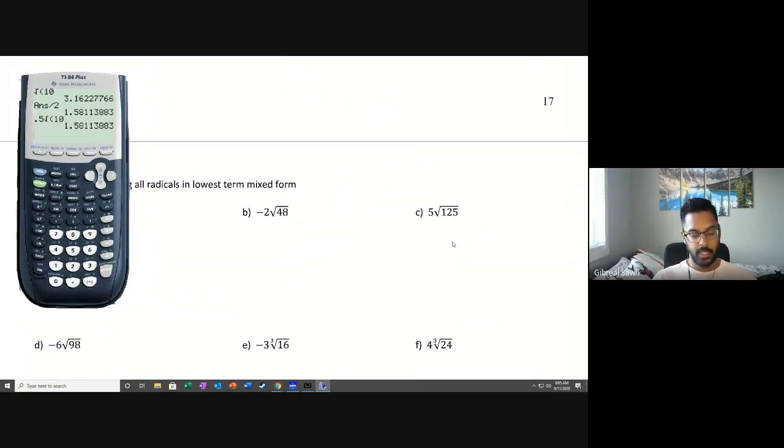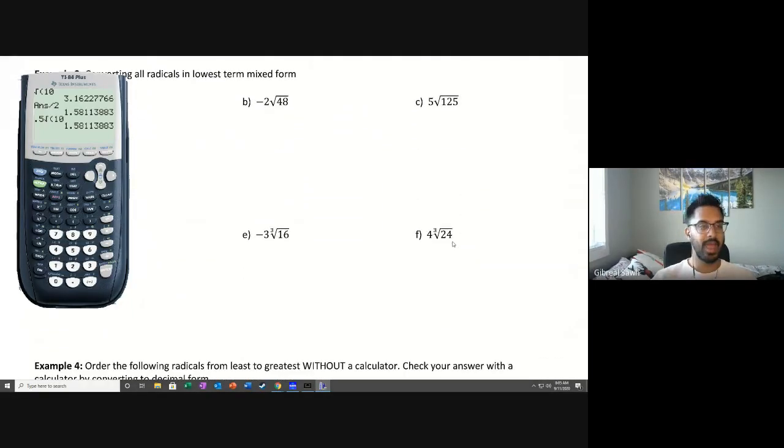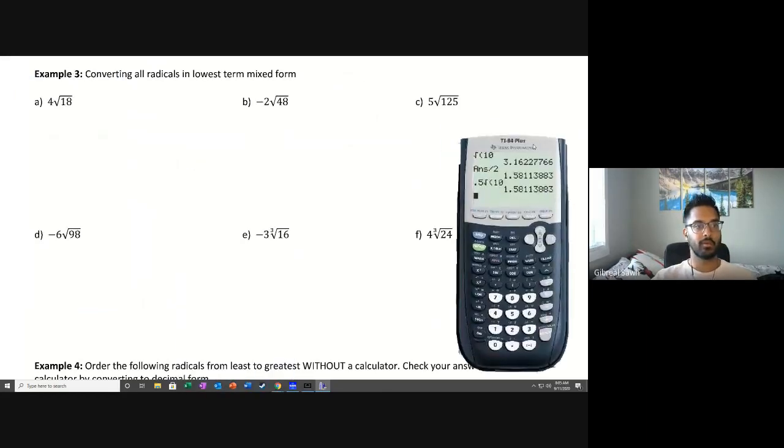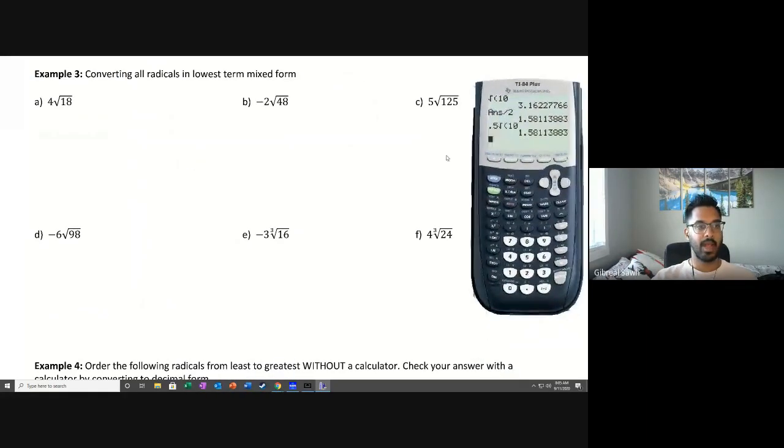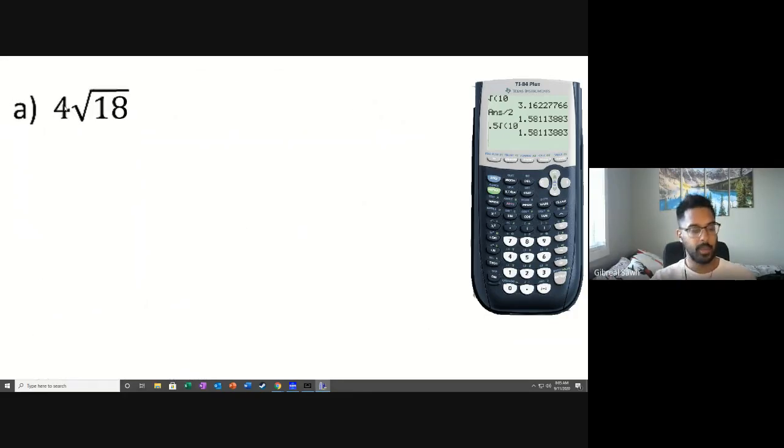Now, if we take a look at some of the other ones, what happens if there's already a coefficient there and we're asked to write this in lowest term mixed form? So we want to take this mixed radical and make it a lower mixed radical. We want the radicand to be as low as possible. So if we look at A, we're basically already in mixed form. I have a coefficient and I have a radicand.